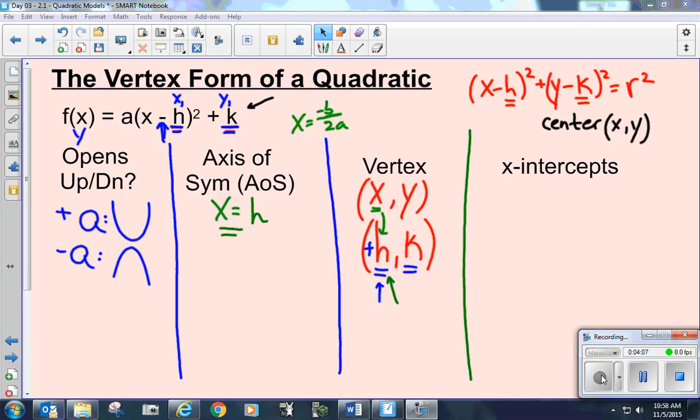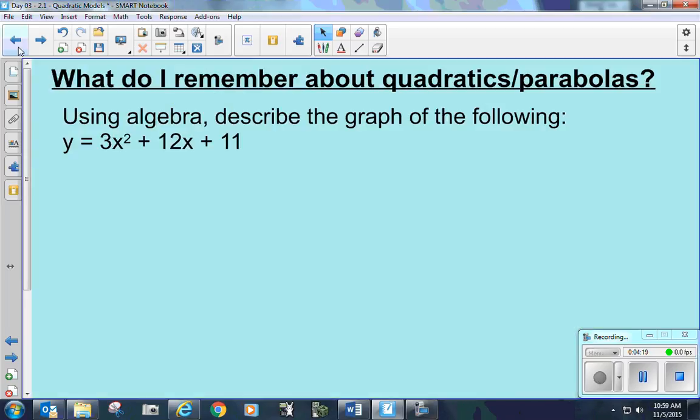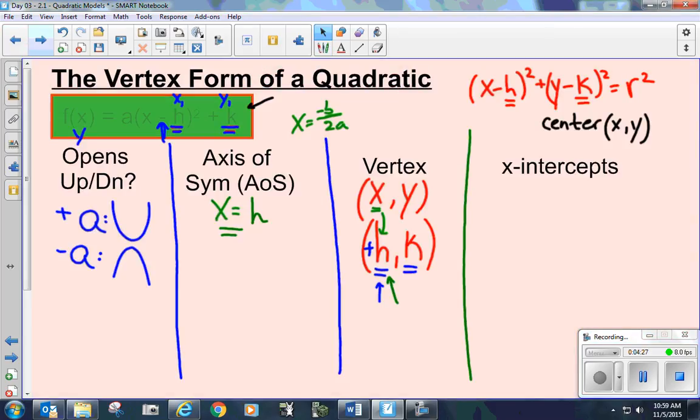Now we're going to find the x-intercepts. We're going to do some algebra, but you know what? It's like 9th grade stuff. What is the difference between the vertex form, let me go back here, and something like this, which is a standard form? Take a look at how that's written, and take a look at this.